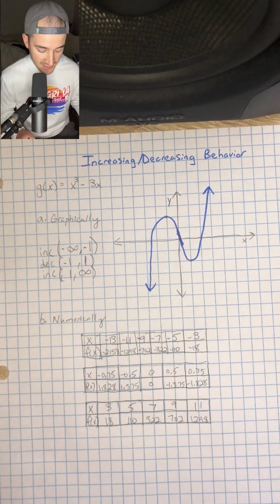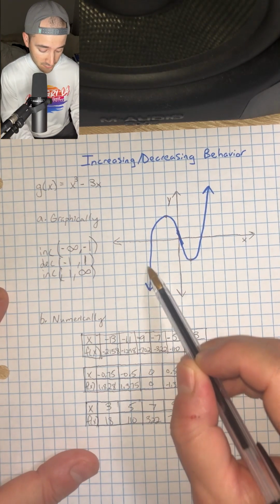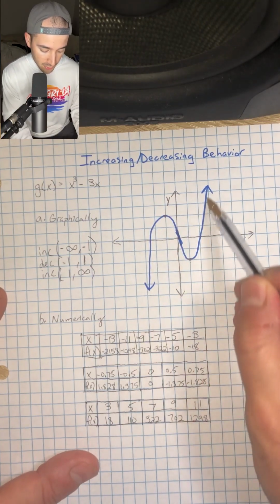So that's kind of how you can look at it graphically. I like to think of a roller coaster. If you're going from left to right, the roller coaster is moving this way. We're going up. Now we're going back down. Now we're going back up.